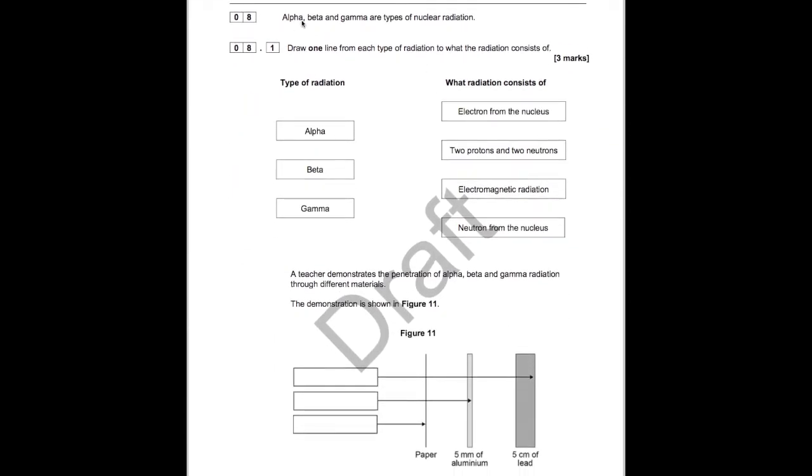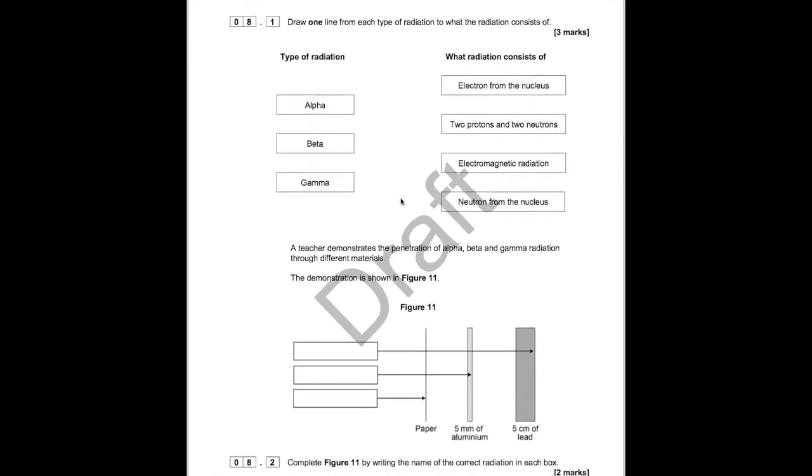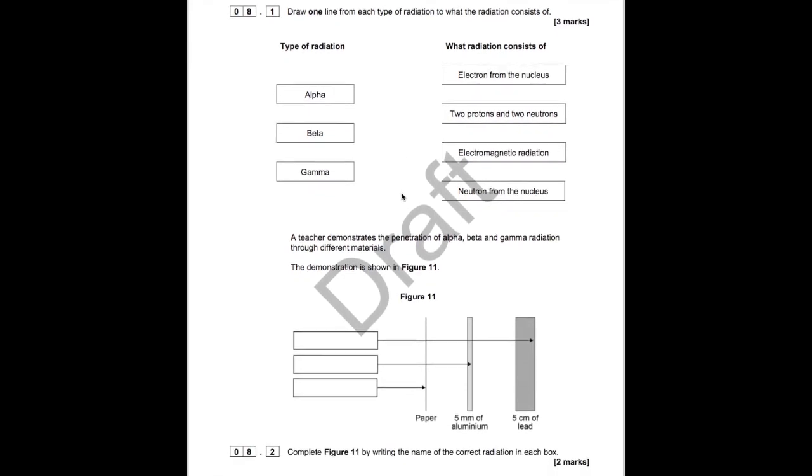8. Alpha, beta and gamma are types of nuclear radiation. Draw one line from each type of radiation to what the radiation consists of. And that's for 3 marks. Alpha is 2 protons and 2 neutrons. Beta is an electron, but it's from the nucleus. And gamma is electromagnetic radiation.